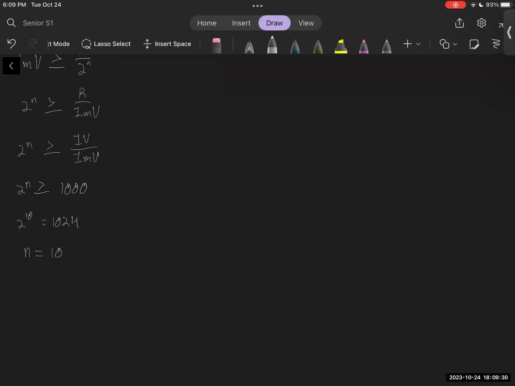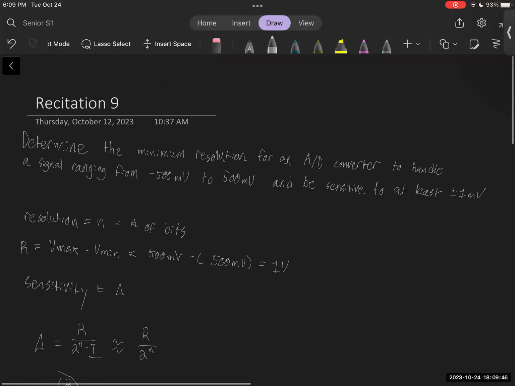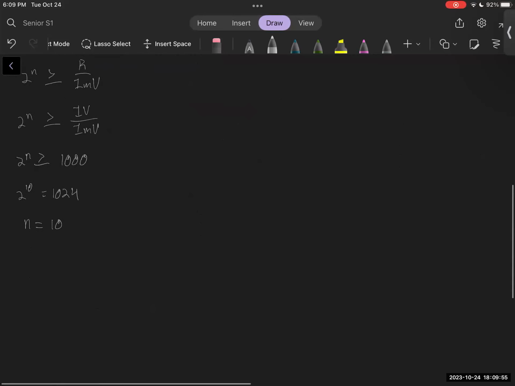and decrease your sensitivity. So you always have to round it up to make it more sensitive rather than round it down to make it less sensitive. Even if it's 9.01, you still have to round it up to get the correct answer. But we get n is equal to 10. And that is what it's looking for. So we were looking for the minimum resolution required, and that's going to be 10-bit resolution.